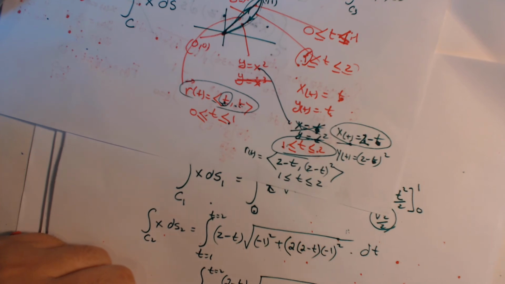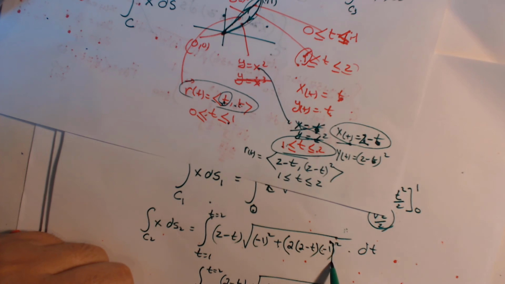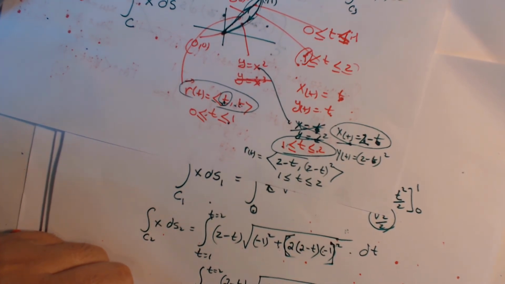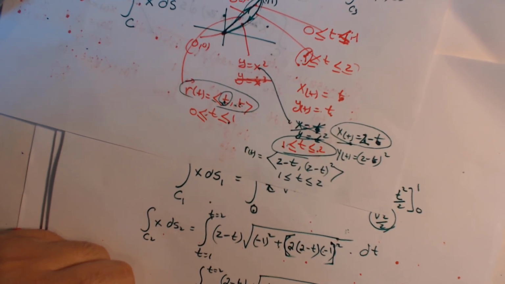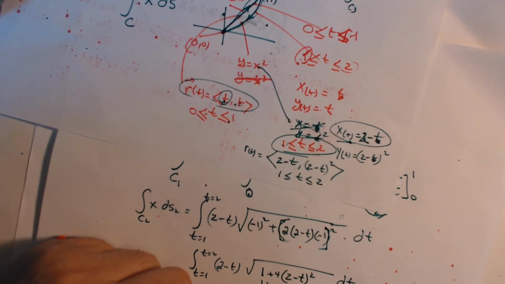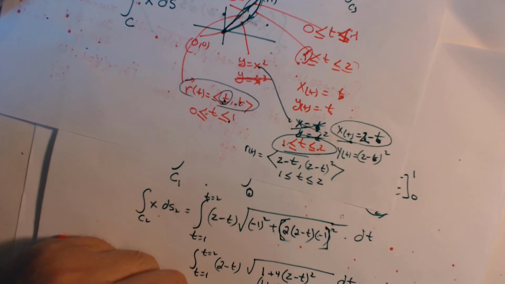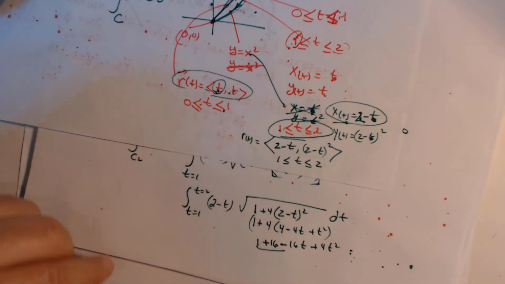Let me see what happened inside the radical. I have 1, since -1 squared is 1. In here I have a 4. Then I have plus 4 times (2 minus t) squared, dt. Therefore, this one is 4 minus 4t plus t squared. That becomes 1 plus 16 minus 16t plus 4t squared. That makes it 17.